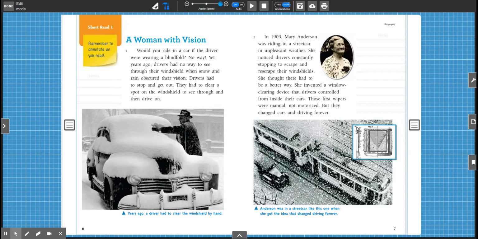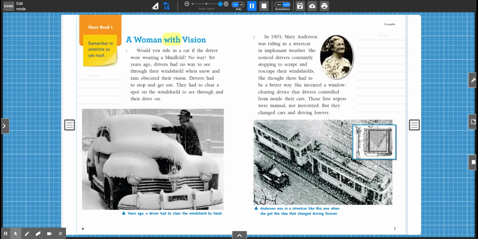So, who, when, where. Why did she do what she did? What did she do? And how did that change the world? Okay, so who, what, where, when, why, and how. Let's start by reading, and then I'm going to have you go back and look for those highlights. Here we go. Short Read 1. Remember to annotate as you read.